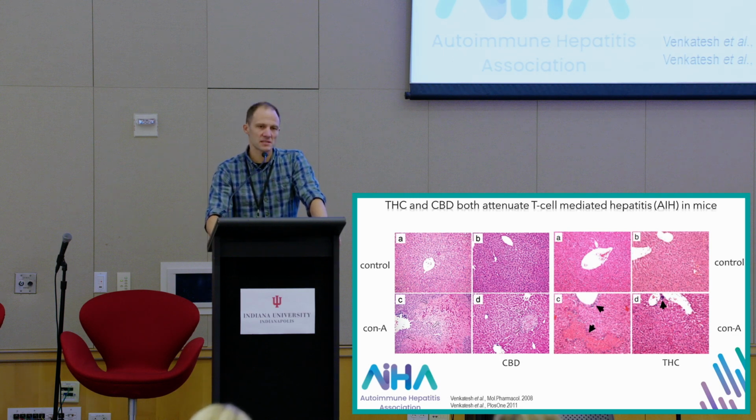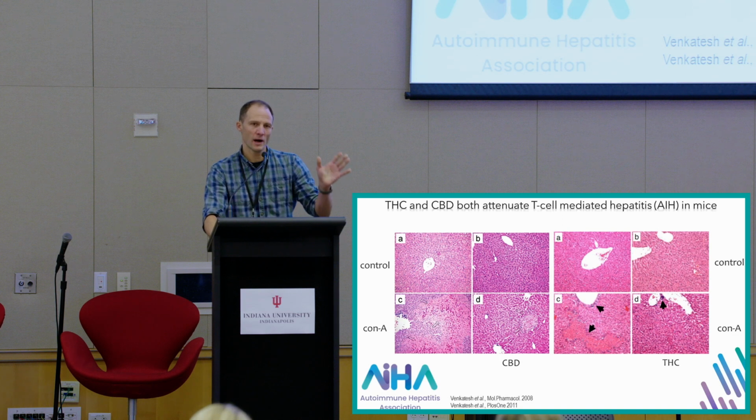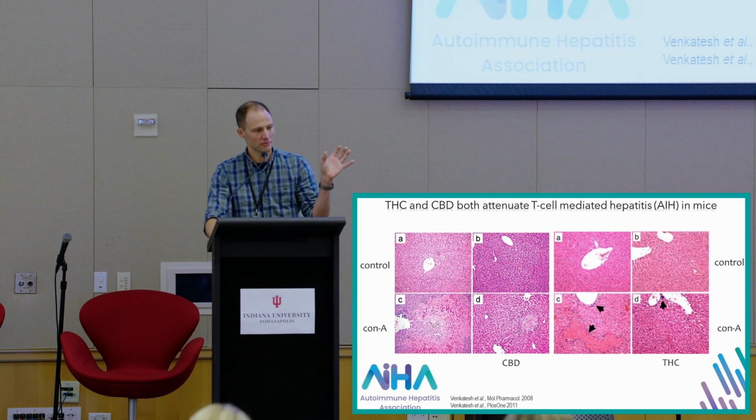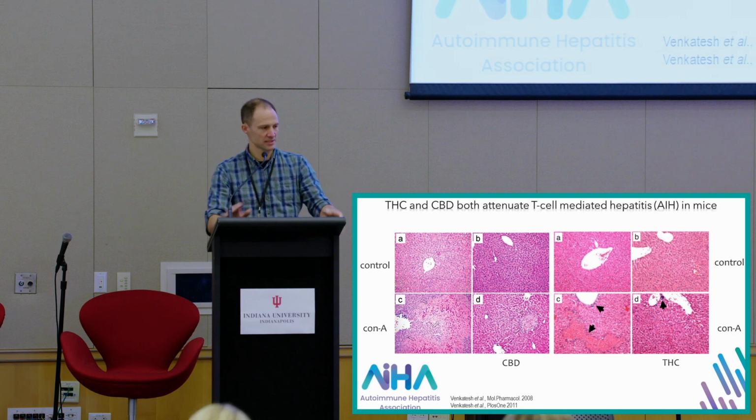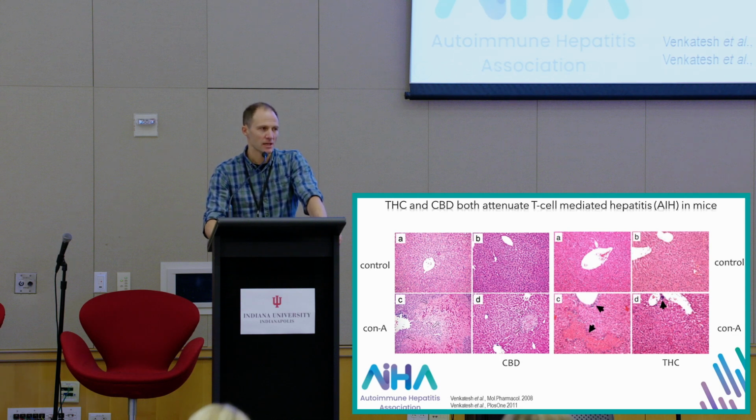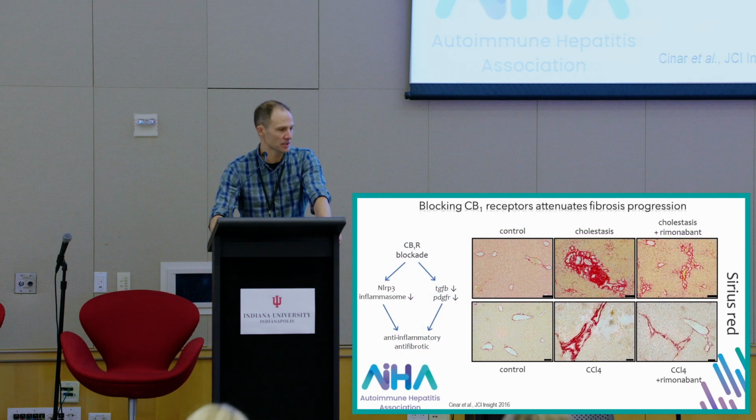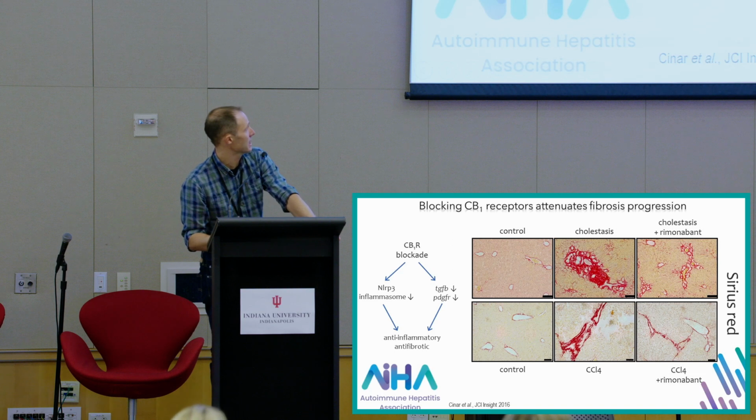But one of the reasons may be that while at the beginning of this disease, autoimmune hepatitis, the activation of cannabinoid receptors with CBD and THC may be beneficial, that may not apply later on when cirrhosis develops. And this is actually a study we published when I was working at the NIH.